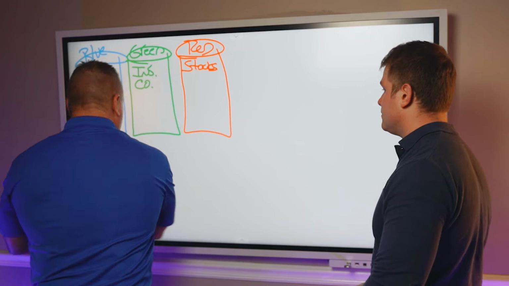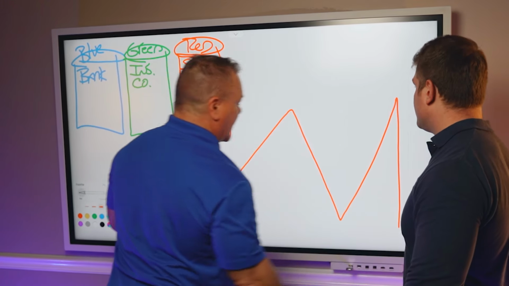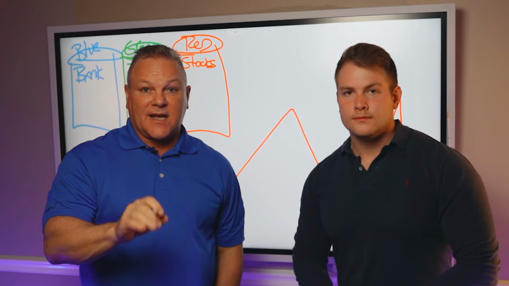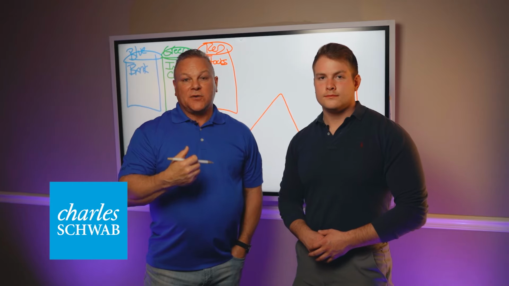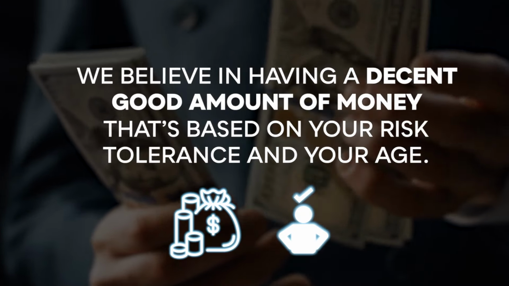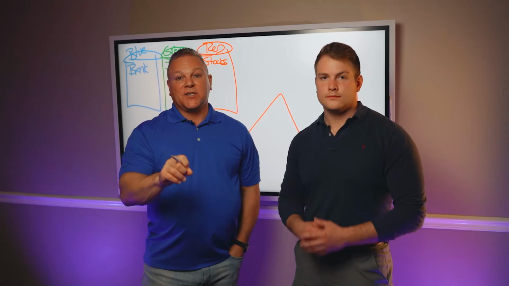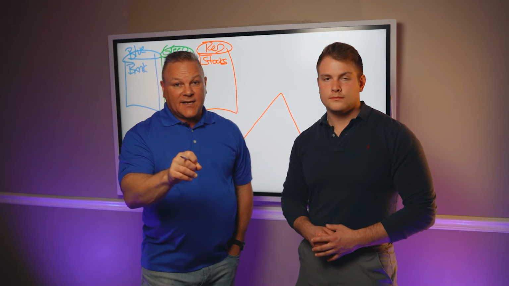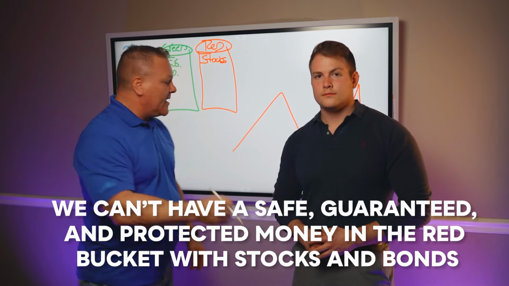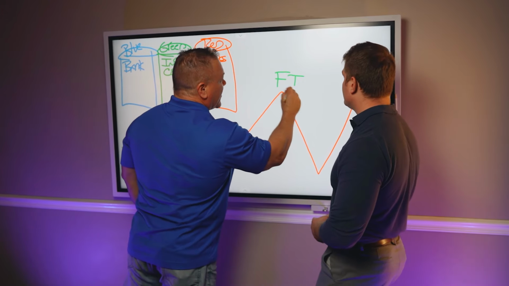Very simply, we know that the stock market goes up and down, up and down. And one of the things that we use, and we love having money in the good dividend paying stocks in the stock market, we actually use Schwab as our custodian, and we believe in having a decent, good amount of money there based on your risk tolerance and your age. But for the money that you want safe, guaranteed, and protected, we can't get that in the red bucket with stocks and bonds. We can't get that guaranteed. So when we want guarantees, we use this account we call the green line.